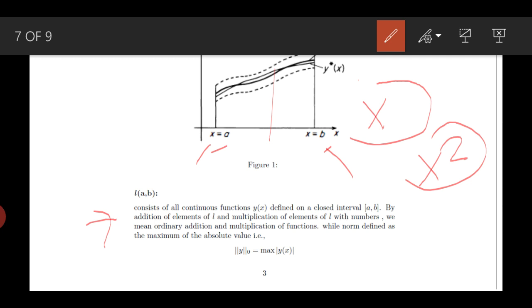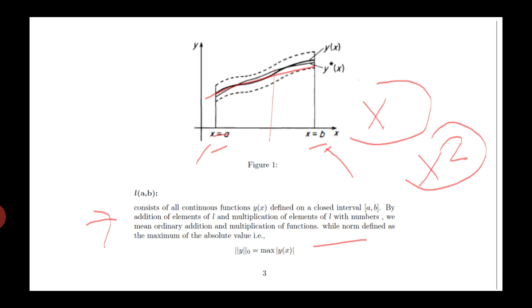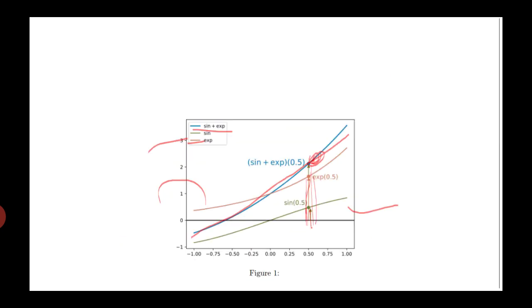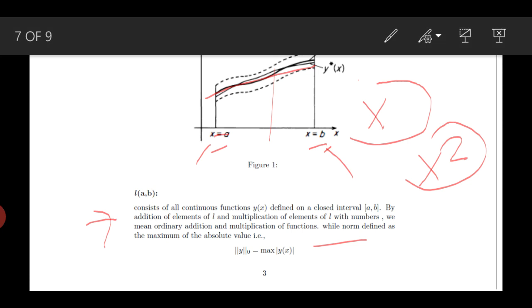Now the norm is defined in this space by the maximum of the absolute value. So if my function is x that is defined between points a and b, the maximum value will basically be the norm of this function, and that is b, because the maximum value will be b. So we can write it as norm of y is equal to maximum of y of x.